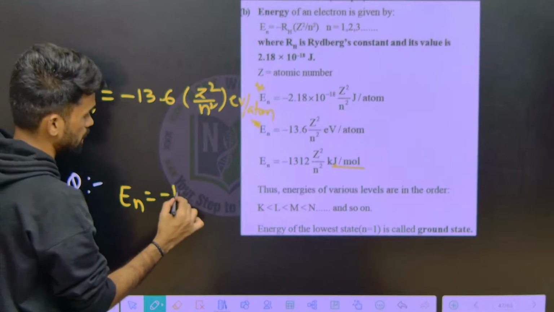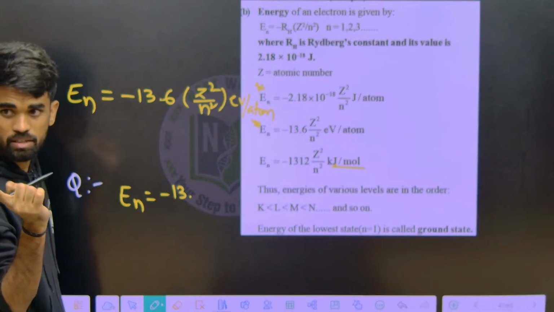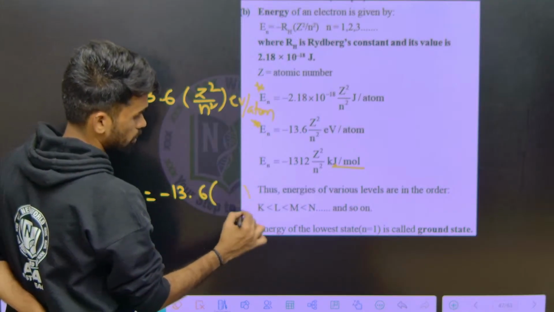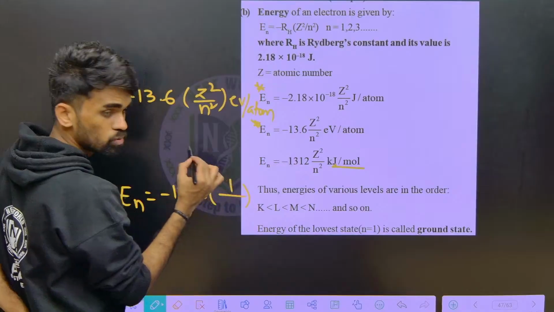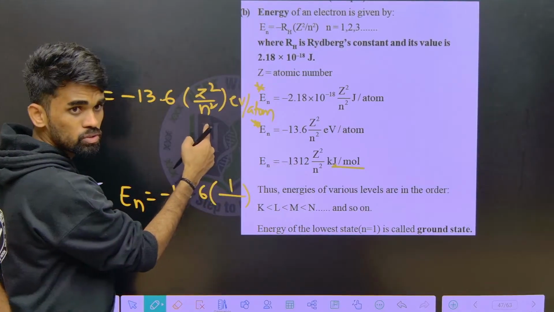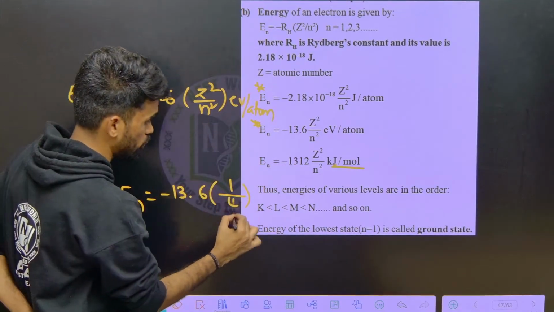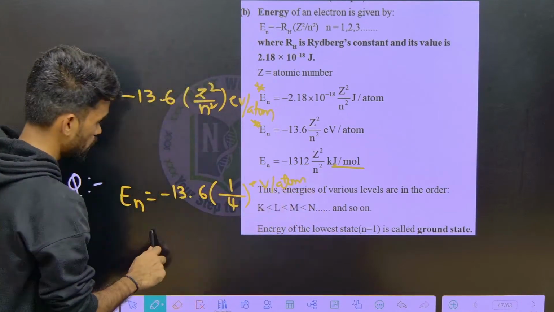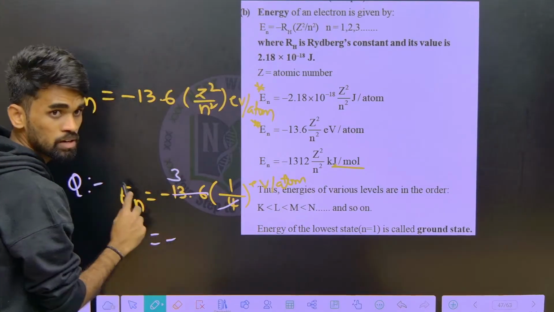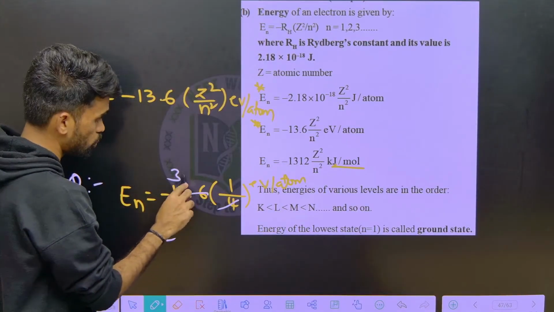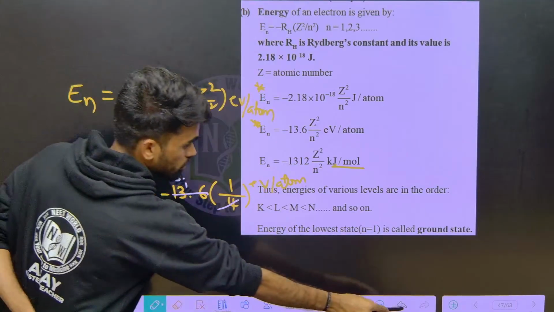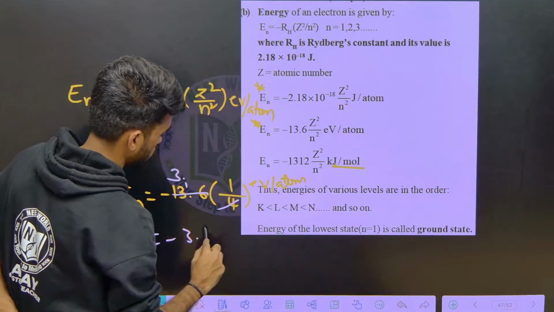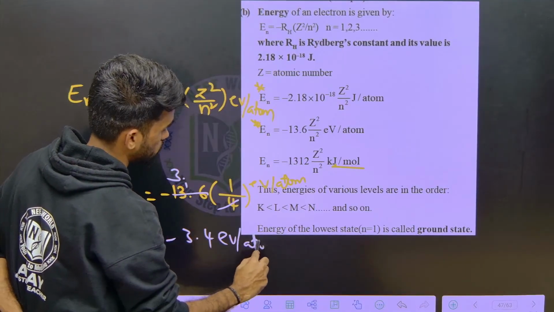En equals minus 13.6, in terms of electron volts. Answer in terms of electron volts. Hydrogen atom, so Z is 1, Z squared is 1, and n is 2, so you can take 4 here. Electron volt per atom. So this will be 13.6 by 4, which is minus 3.4 electron volt per atom.